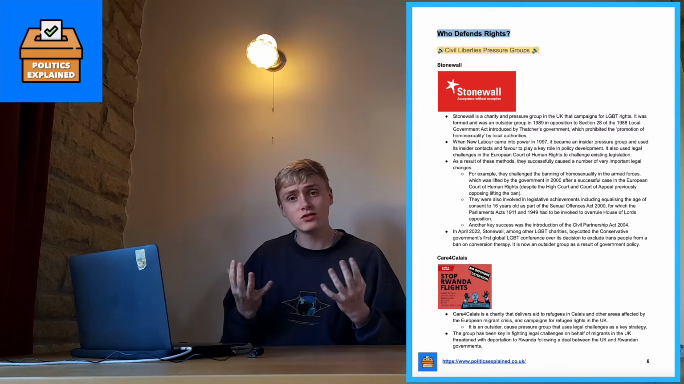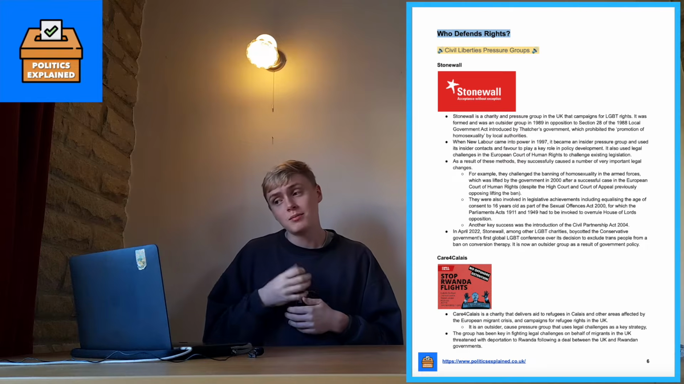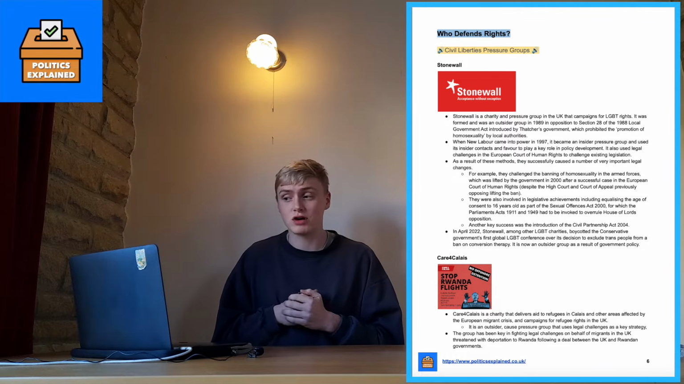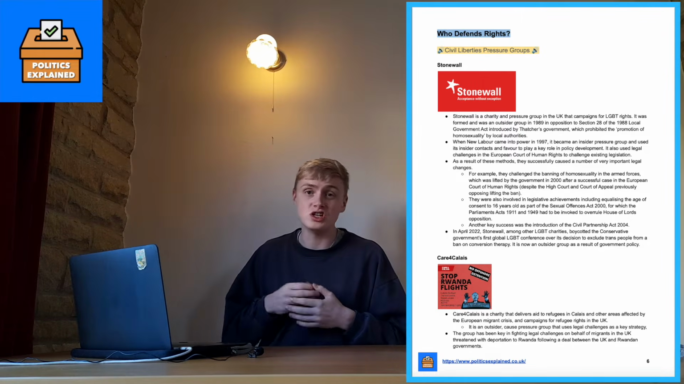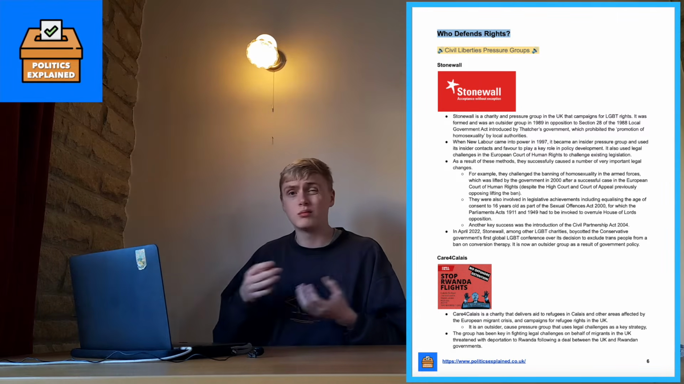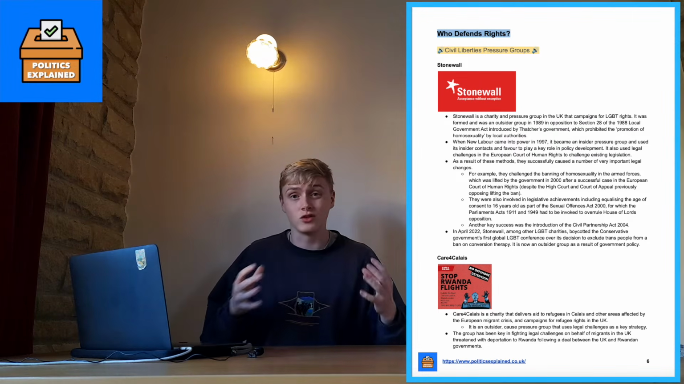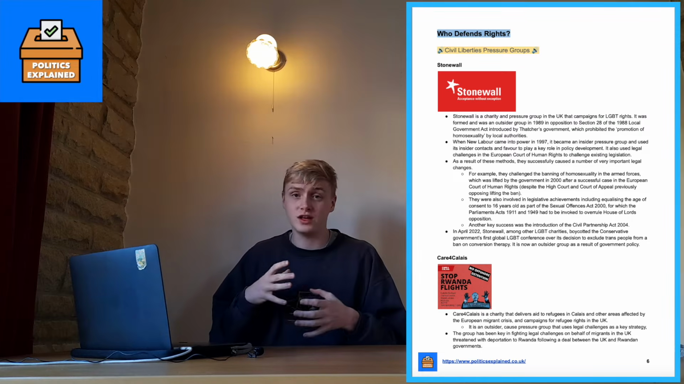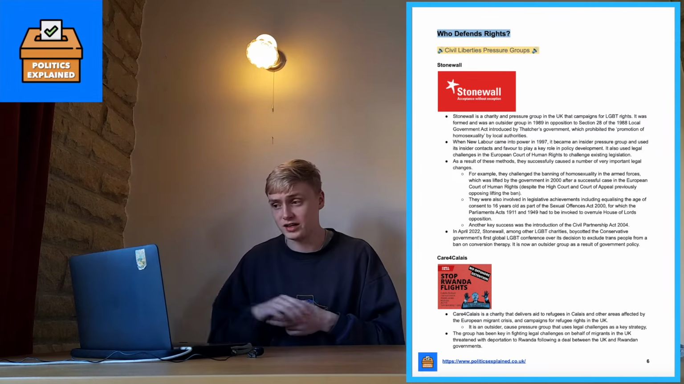So that's the key milestones in the development of rights. I'm now going to go on to civil liberties pressure groups. So it says in the specification that you need to know 2 of these. I'm going to go through 4 because it gives you a lot of different examples that you can use, and you can kind of pick the ones you want to memorize for the exam and use in your essays.